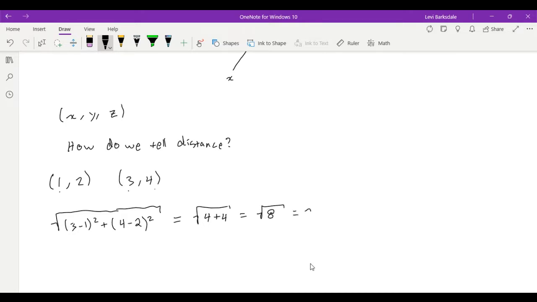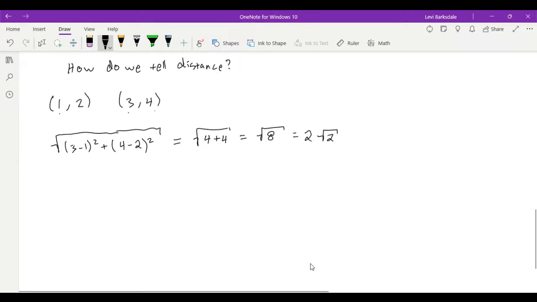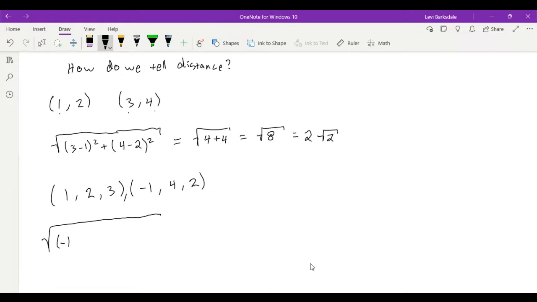And this would get us, in our example, 2 times the square root. Well, for 3 coordinates, the process doesn't really change at all. It's just that we now have a third component as well. So instead of 1, 2, let's say we had 1, 2, 3, and then -1, 4, 2. Well, then the distance between them would still just be the square root of the difference between the components squared. So -1 minus 1 squared plus 4 minus 2 squared plus 2 minus 3 squared.